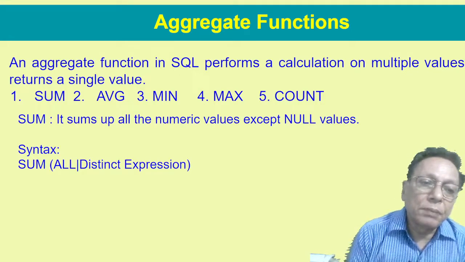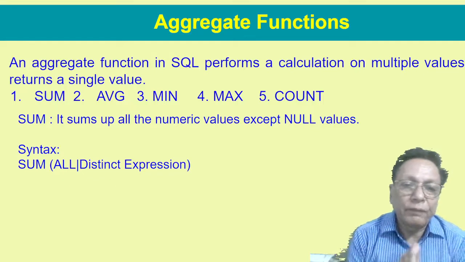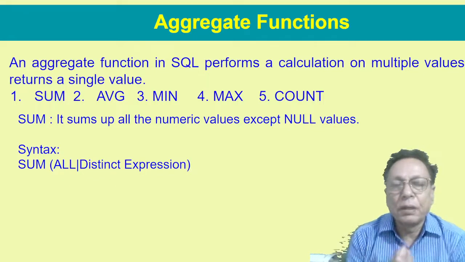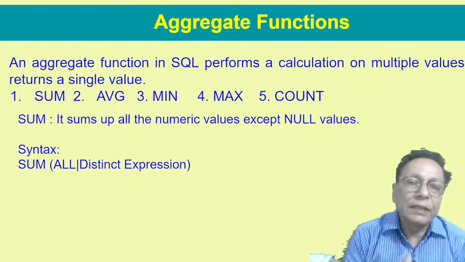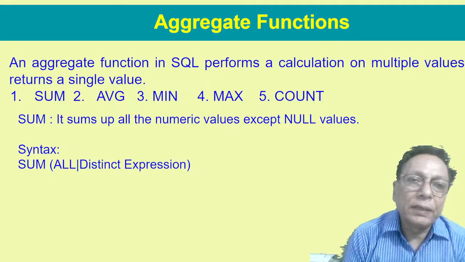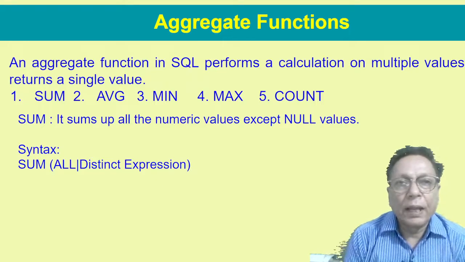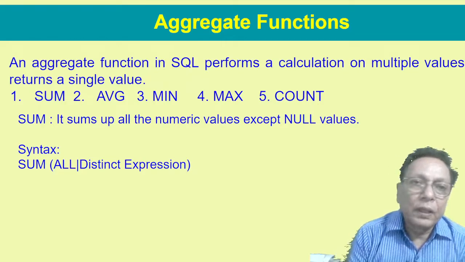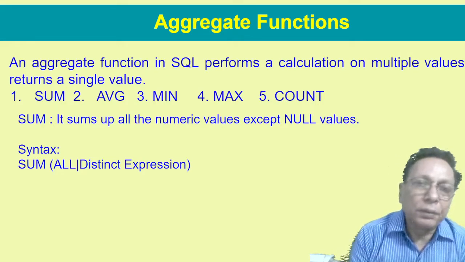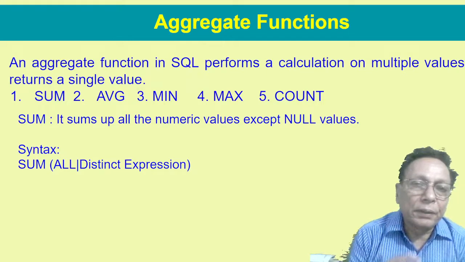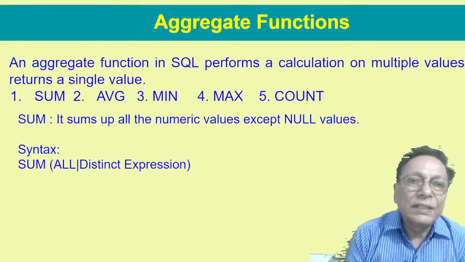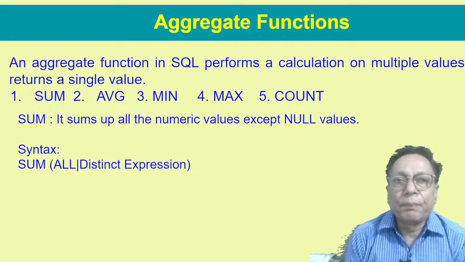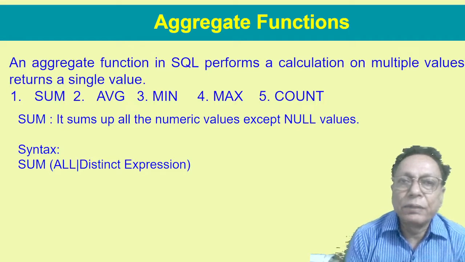So how to use sum? It sums up all the numeric values except null values. Means if a column has numerical values, and in between any particular row has a null value, that will not be included in the sum. So the sum function will discard null values.